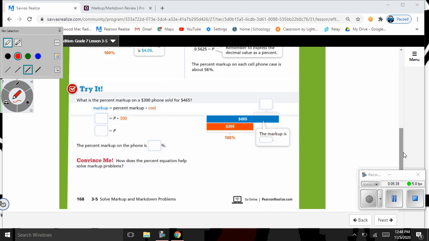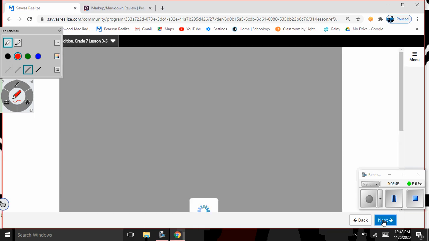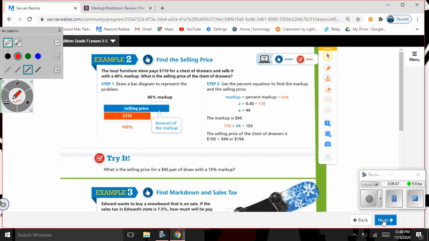Hopefully it's feeling a little bit comfortable, but again, this has some real life implications, because everybody, I don't care who you are, this is going to be things that you're going to have to be adept at as you become an adult. A local furniture store pays $110 for the chest of drawers and sells it with a 40% markup. What's the selling price of the chest of drawers? So in this case, they're giving you a little bit different information. They are in fact giving you the original price that the store pays, which is $110.